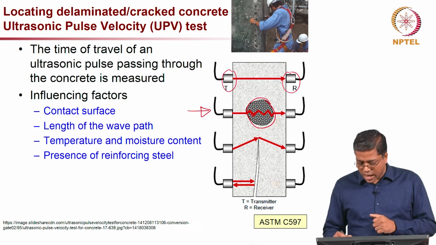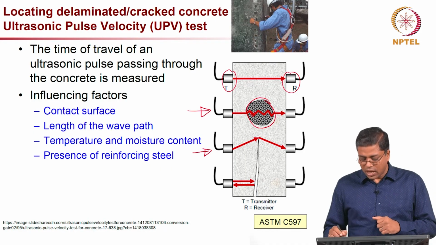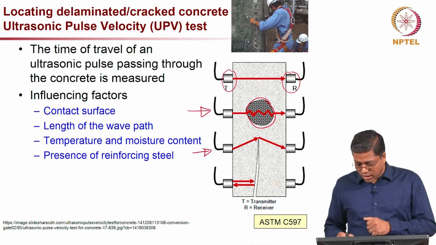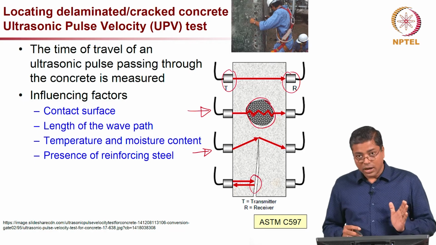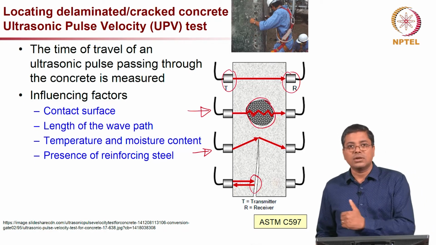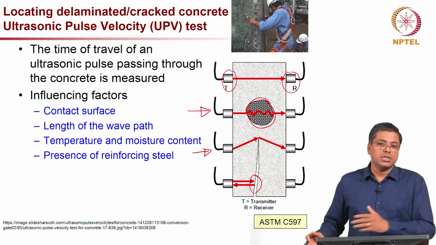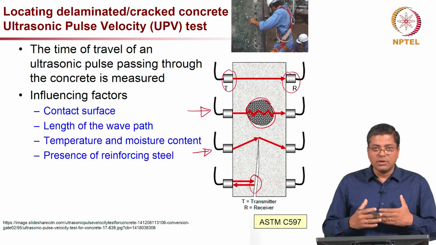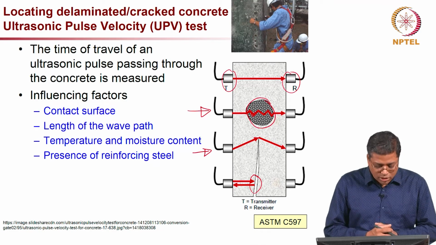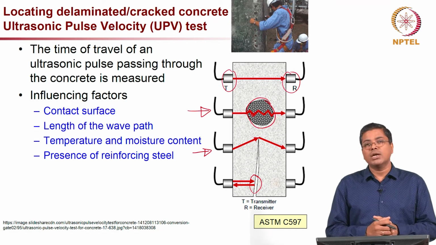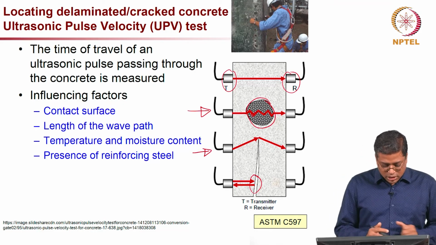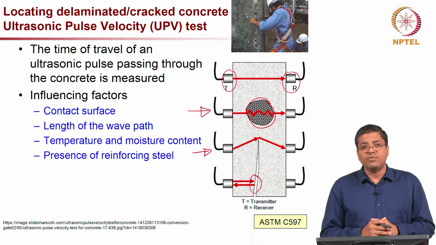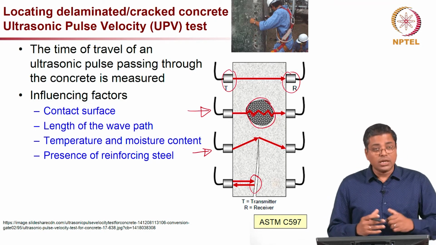And if you have a crack, as you see here, there is a deviation in the path of the waves, and if the wave hits right at the crack, it reflects back and does not even reach the receiver. So all these give an indication of the integrity or the general quality of the concrete structure or concrete element. And what are the factors which influence the quality of the measurements?